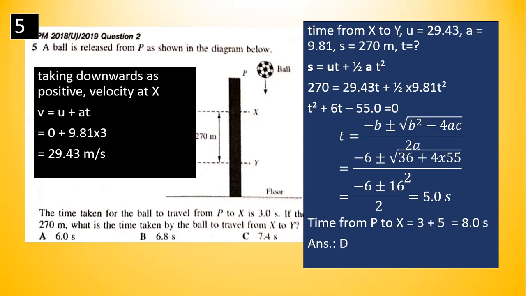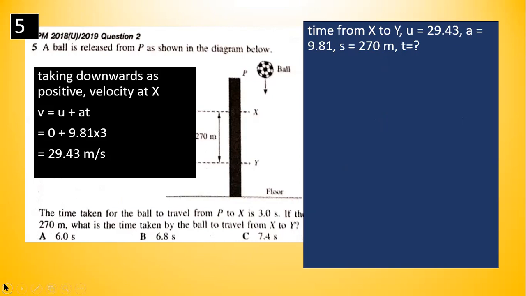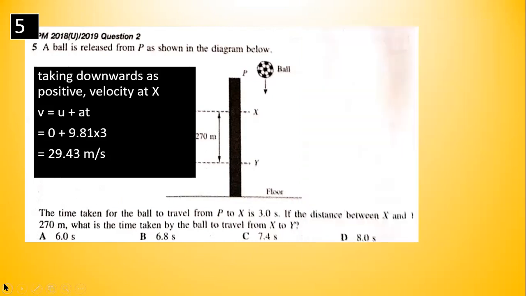The time taken for the ball to move from P to X is 3. No, but they only ask X to Y, what? Oh, yeah, right. But there's no answer. So 8. No choice. The time taken from the ball to travel from P to X is 3. If the distance between X and Y is 270 meters, what's the time taken for the ball to travel from X to Y? Yeah, you're right. But there's no answer like that.